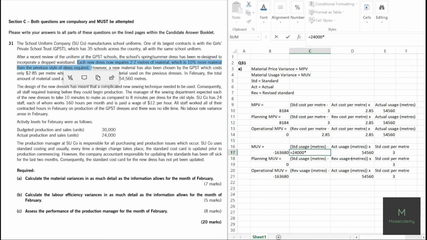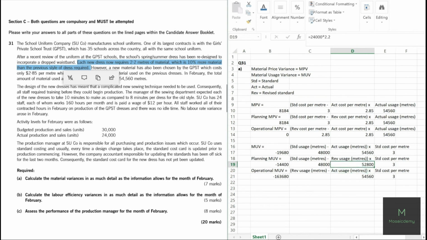So to get the amount for the old dress, we'll simply take this 2.2, since it's 110%, divided by 1.1 to get the amount for the old dress, which I believe would be 2 meters. Okay, so our standard usage has been calculated, and the revised usage will be very similar in calculation. We'll simply take the actual production in units, which is the 24,000, and multiply it by the revised meters per unit, which in this case was 2.2.